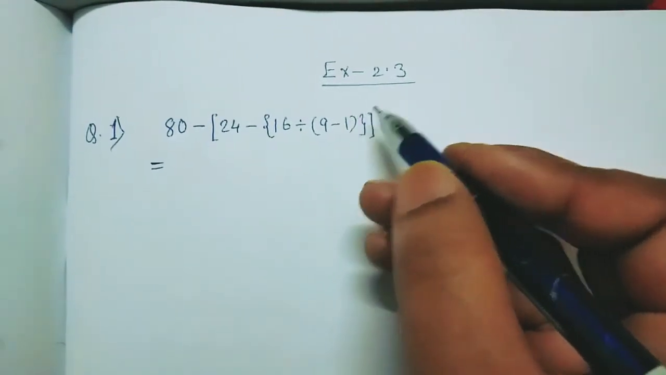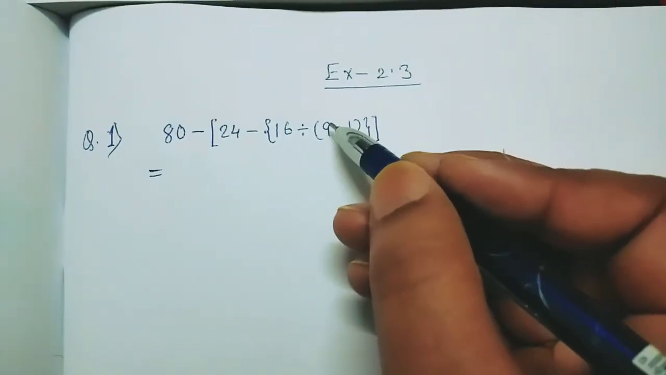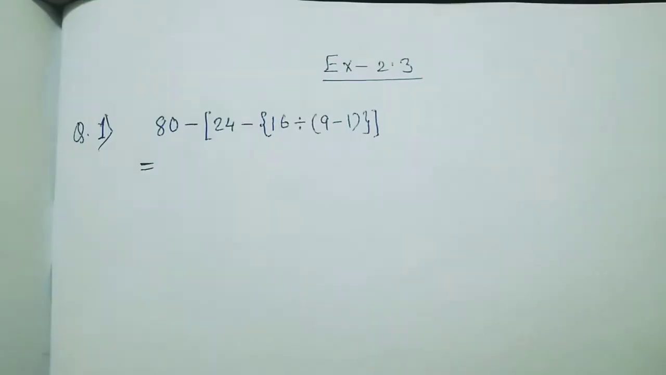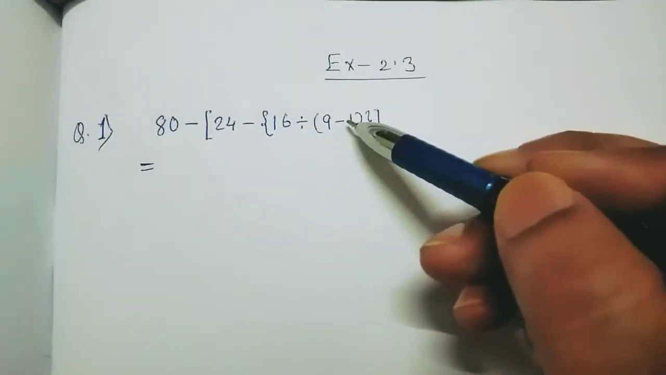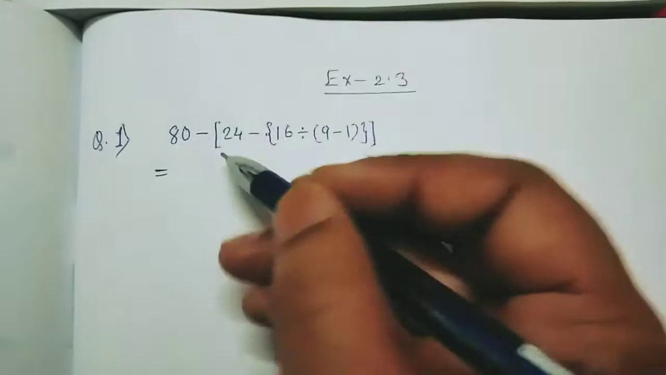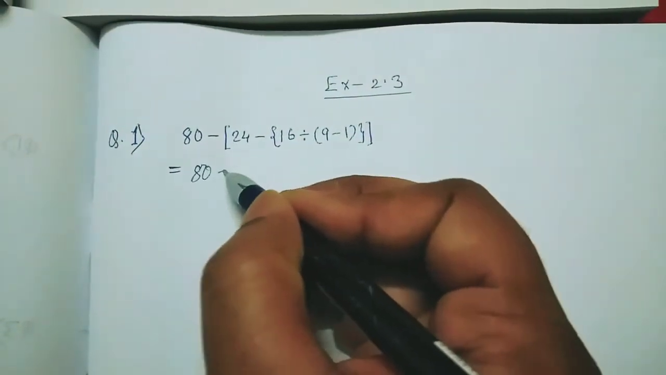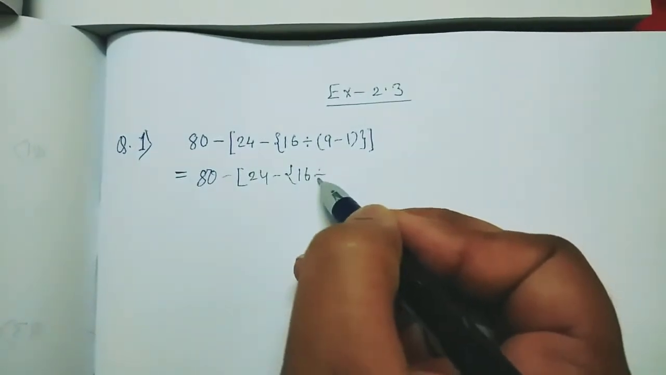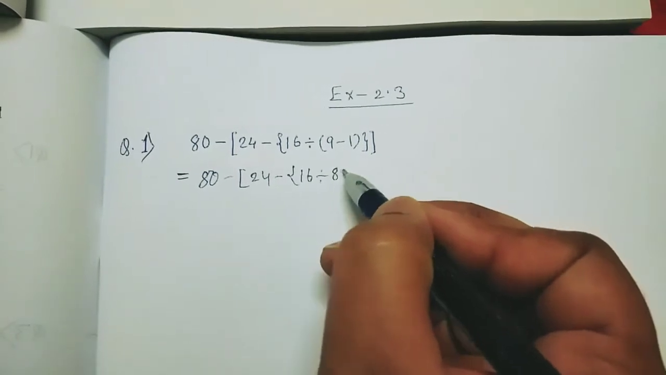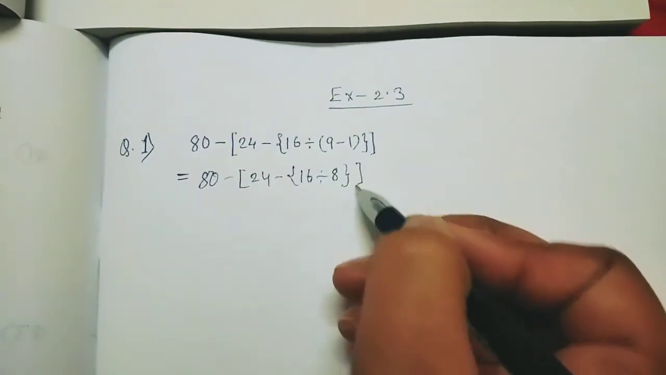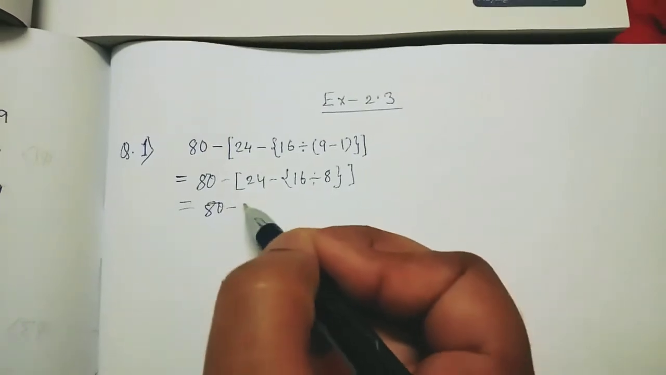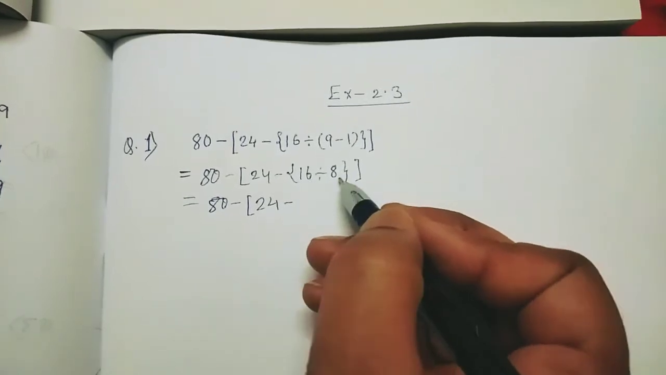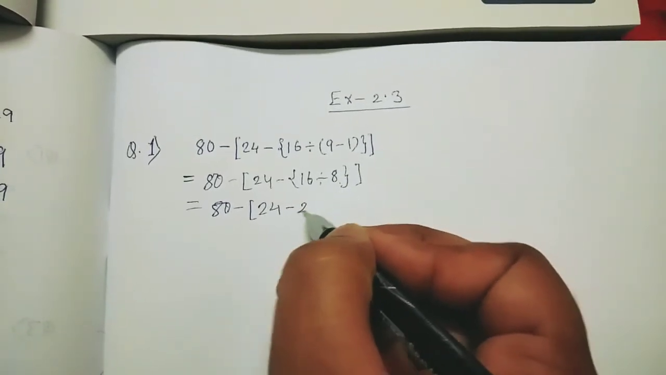First of all, I told you according to the BODMAS rule we'll solve the bracket first. But which bracket? There are three brackets given, so we'll first solve the small bracket, the one inside. Inside this small bracket, what is given? 9 minus 1. So we'll solve this minus. So 80 minus 24 minus 16 divided by 9 minus 1, it is 8. So this curly bracket is now gone. Then 80 minus 24 minus, now we'll solve this bracket, 16 divided by 8. So 16 divided by 8 is what? 2. So this bracket also is gone.